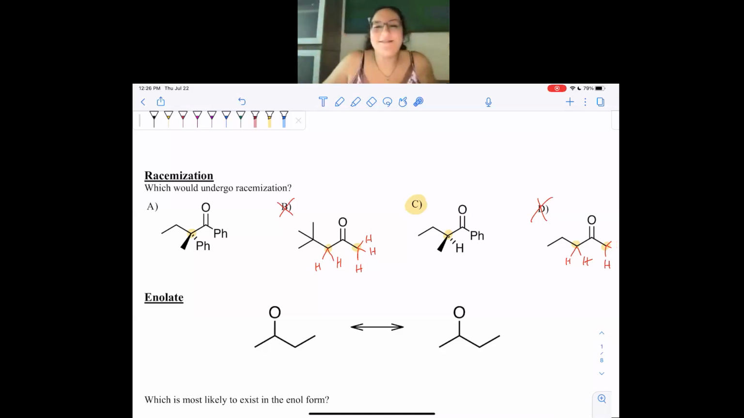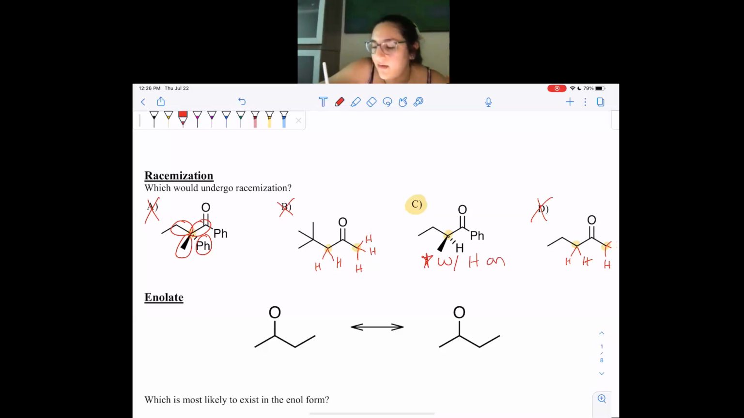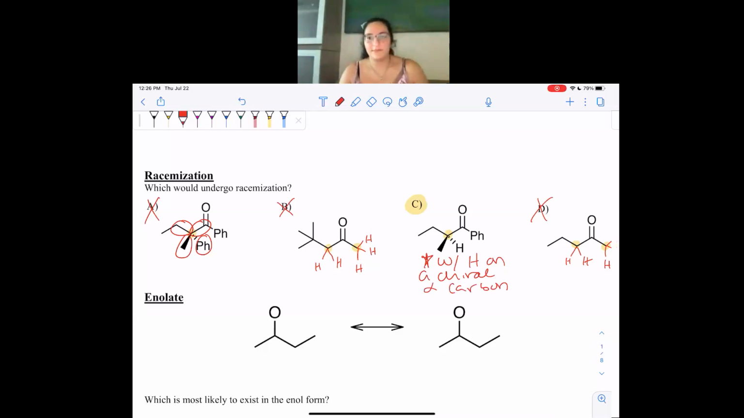Yes! So there is no hydrogen on A. These are 4 separate groups, but none of them are a hydrogen. So this is the only one with a hydrogen on a chiral alpha carbon. Exactly. Yes, it has to be a single hydrogen bonded to a chiral carbon.